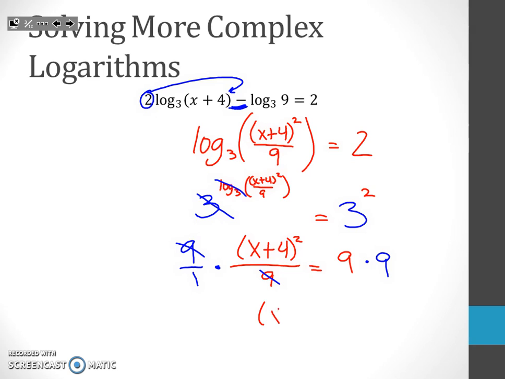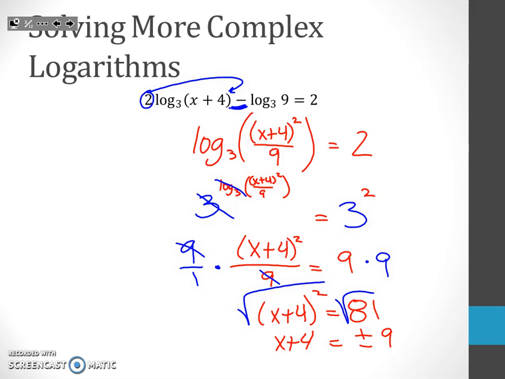That gives me x plus 4 squared equals 81. Now, we could multiply out that x plus 4 squared, but if I look over to this side, 81 is a perfect square number. So I can just square root both sides, and that works out pretty nice. It's going to give me x plus 4 equals plus or minus 9.